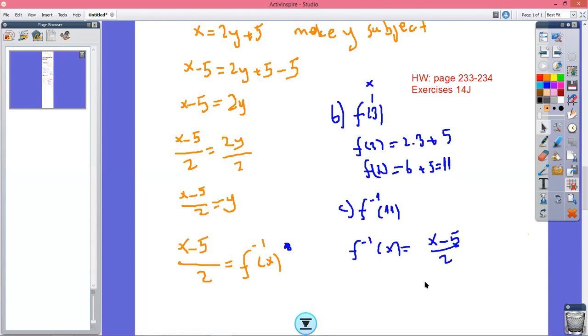Now what I need to do is put 11 instead of x. Now it's equal to 11 minus 5 divided by 2. It will be equal to 11 minus 5 is 6, divided by 2. The result will be equal to 3. Now with this one, we finished. 3 is the inverse of the function.